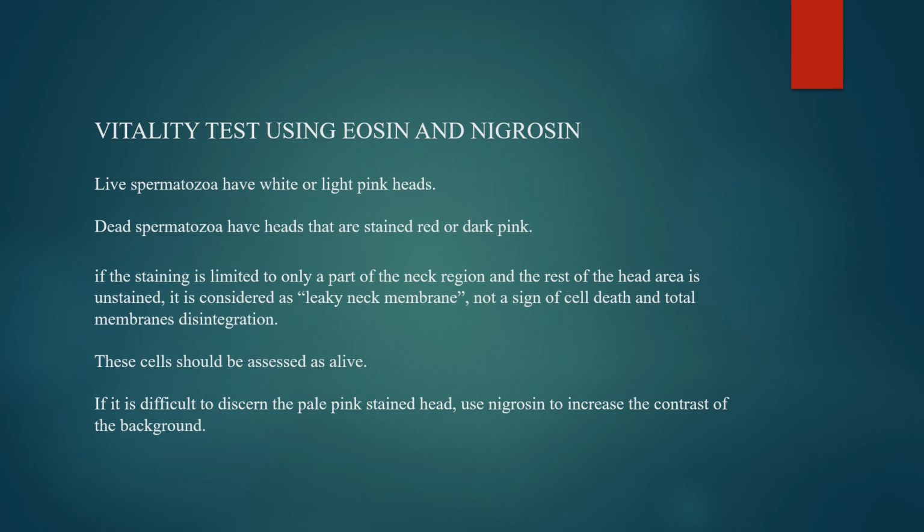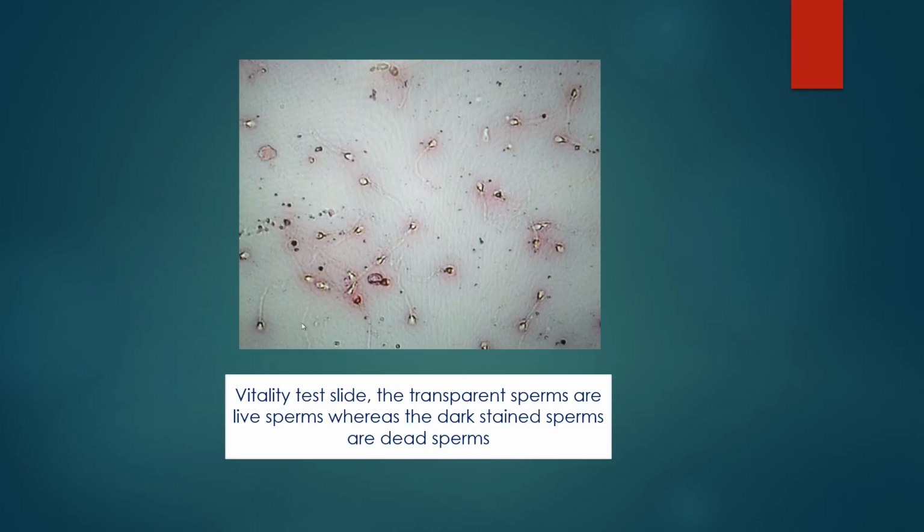If it is difficult to discern the pale pink stained head, use nigrosin to increase the contrast of the background. This is the slide. In this slide, the transparent sperms seen here, or the shiny sperms seen here, are the live sperms, and the dark stained sperms are dead.